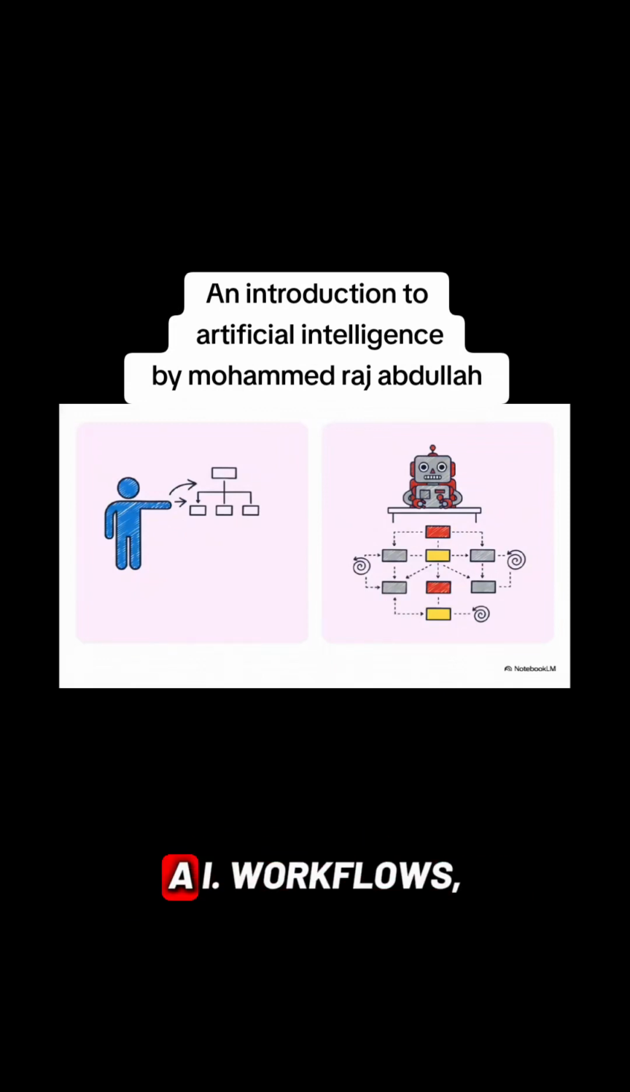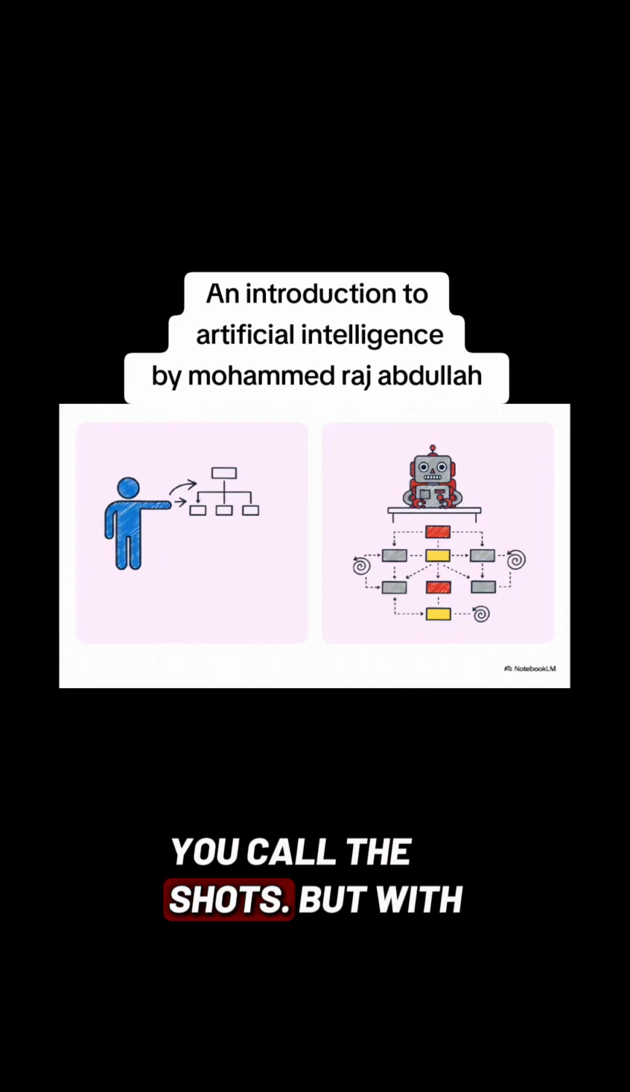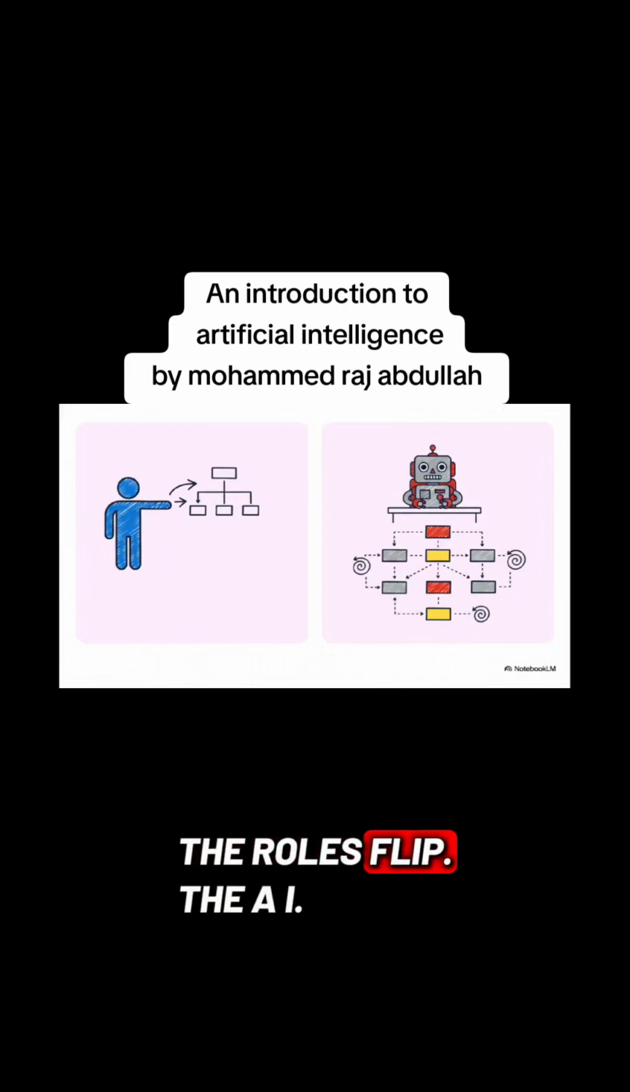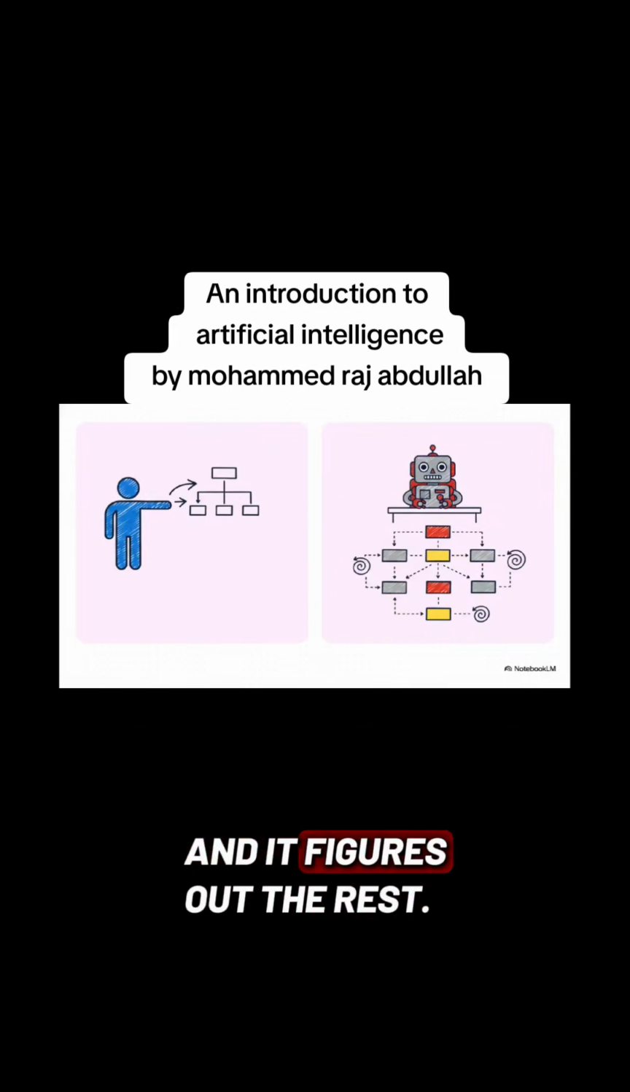For automation and AI workflows, you are the manager. You are in control. You set the rules, you design the path, you call the shots. But with an AI agent, the roles flip. The AI becomes the manager of the task. You just give it the goal, and it figures out the rest.